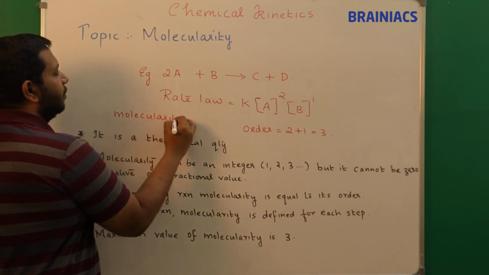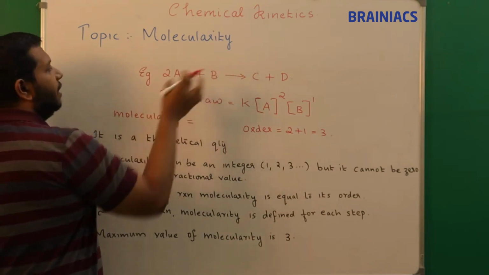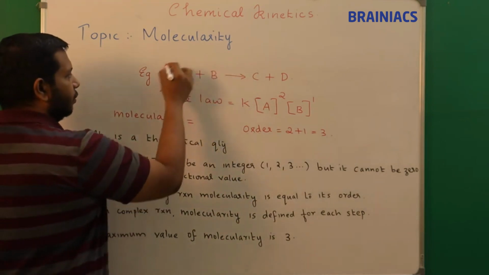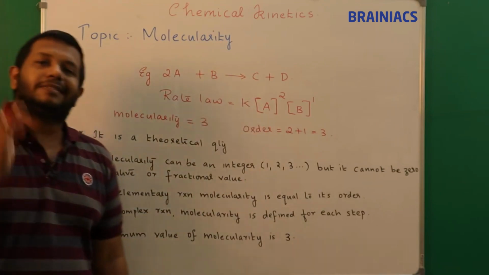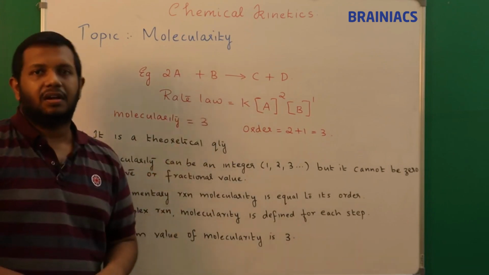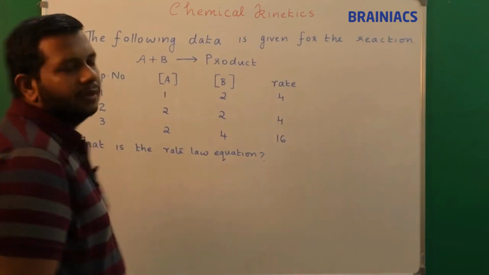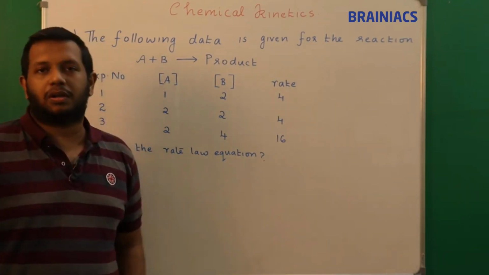Molecularity is the number of species that undergo simultaneous collision. Here 2 A molecules and 1 B molecule are undergoing simultaneous collision. So 2 plus 1, 3. So I can say that molecularity and order are the same for what type of reaction? Elementary reactions. Understood? Okay.